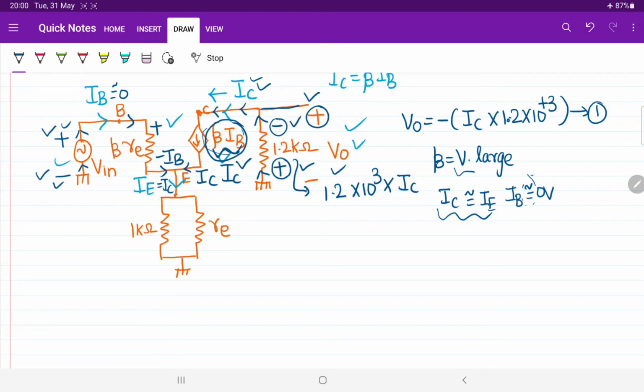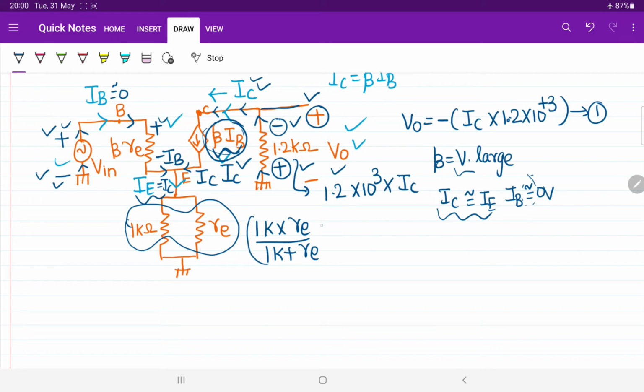Okay, fine sir. So let us apply KVL. Current entering a point is plus, leaving a point is minus. After that, see what current is coming here. Collector current only. And the 1 kilo ohm and Re are both connected in parallel. So we can directly write 1K into Re upon 1K plus Re. K means 10 power 3. That is the equivalent resistor.